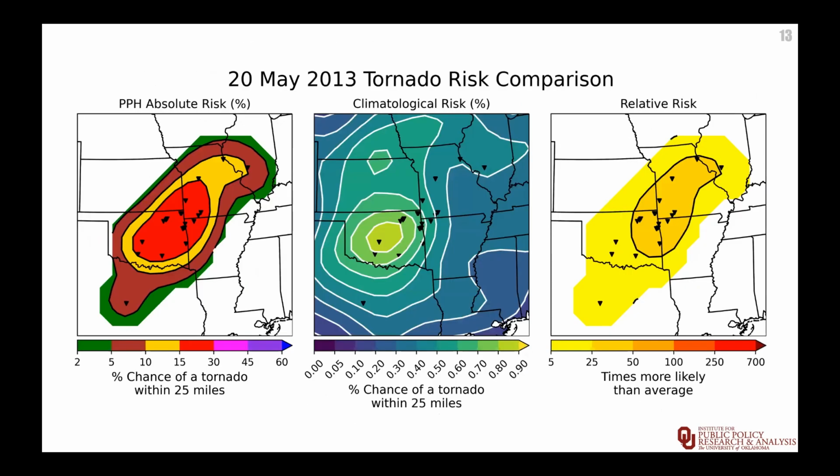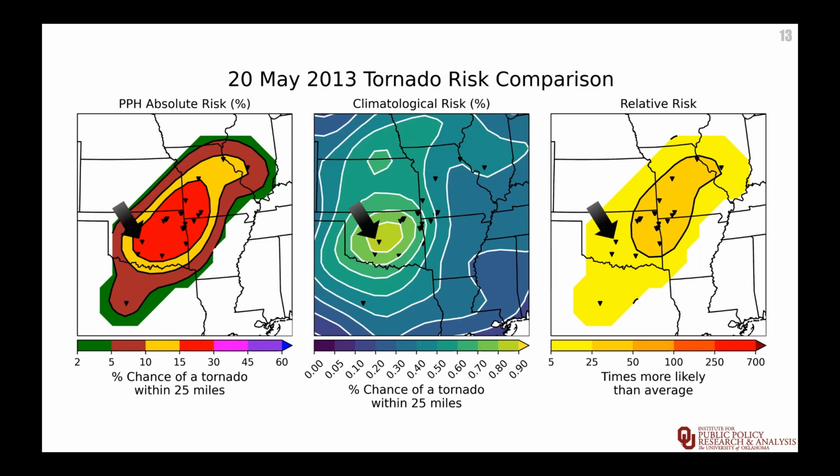And then finally, we can look at a day like the 20th of May, 2013, where we, of course, had a deadly EF5 tornado just a few miles north of here. On this day, we get that 15% absolute risk in the practically perfect hindcast because of the tornadoes that occurred.